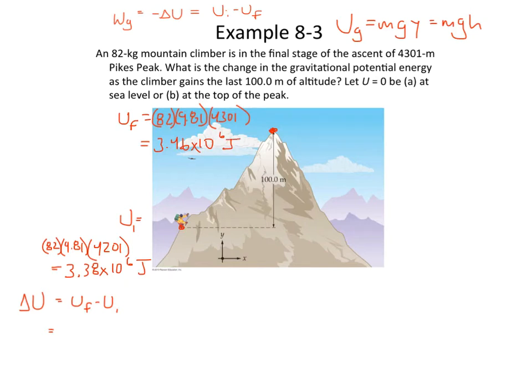All right, so we're going to just subtract these. 3.46 times 10 to the 6th joules minus 3.38 times 10 to the 6th joules. So what's our total change in gravitational potential energy between here and here? I get that he has a change in potential energy of 8.0 times 10 to the 4th joules. So what's that, 80,000 joules just from here to here.